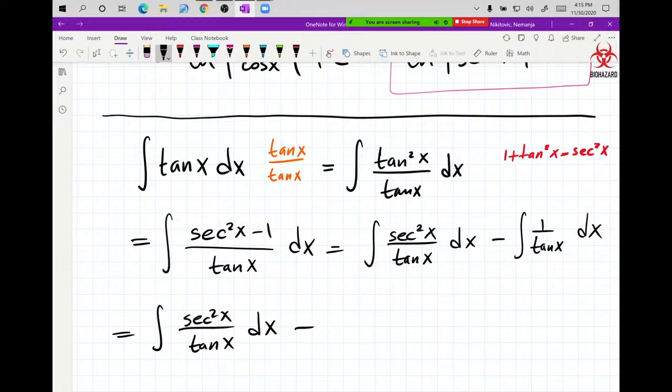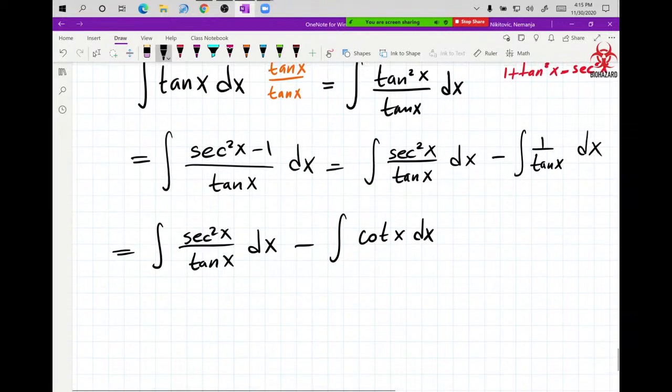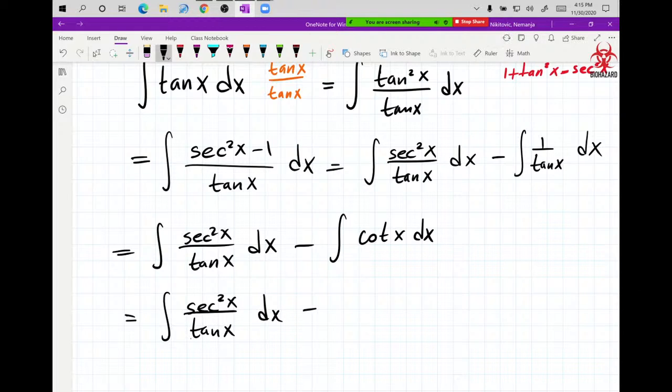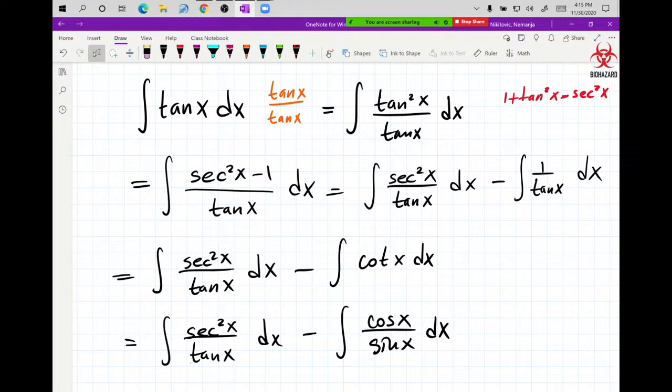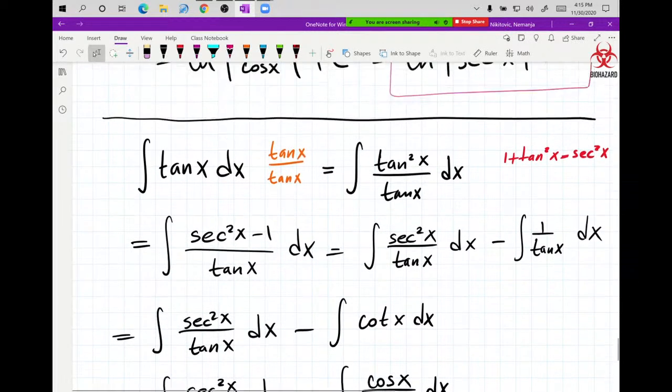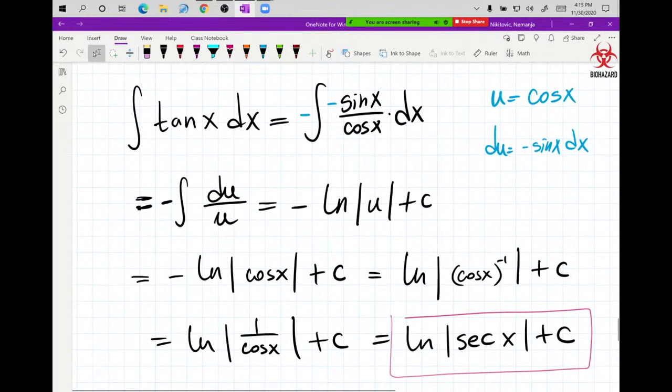But this is cotangent x dx, and now use the same ideas. Well, I have to write it one more time because of the cotangent. I need to write that as a cosine over sine. There we go. The trig is so awesome. I mean, you can just do so much with trig, with these identities. And yes, this is the official way to solve the problem, easy and fast.